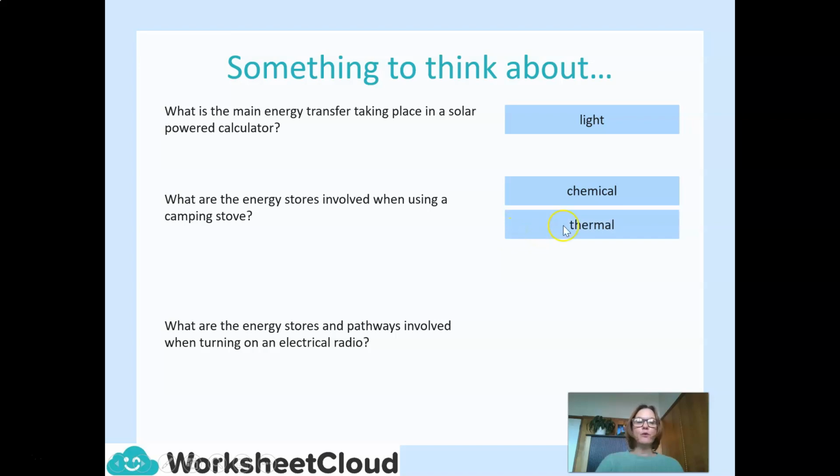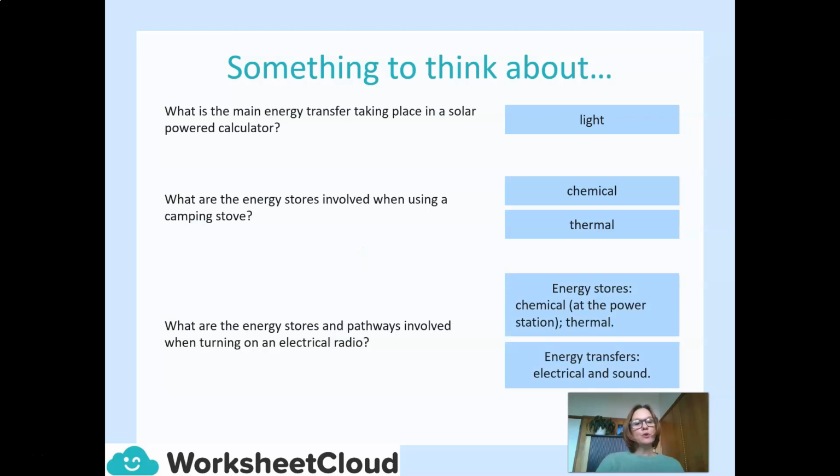Okay, it doesn't only give off chemical energy to give us the heat. It also gives us heat energy to warm us, warm our food, or even could be used for light energy if we needed to see. And the energy stores and pathways involved with an electrical radio, you all know this one. Okay, so the energy stores are chemical at the power station if it's connected to the mains. Okay, there are also thermal forms of energy there, as well as electricity and sound transfers.